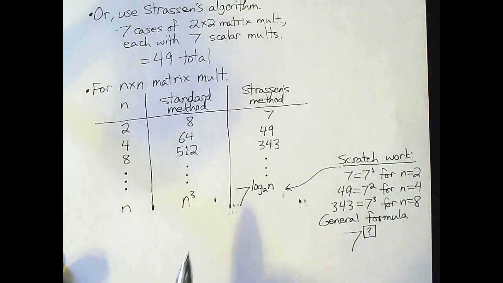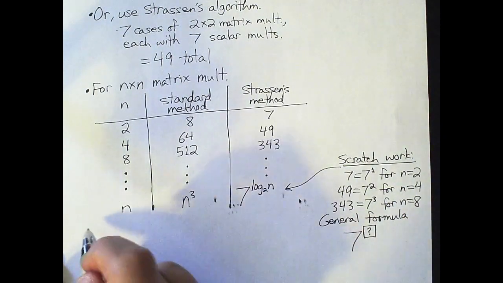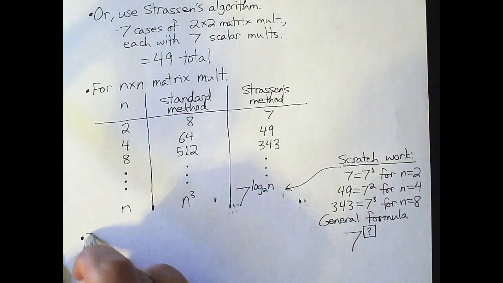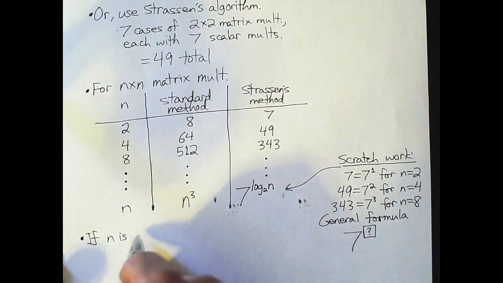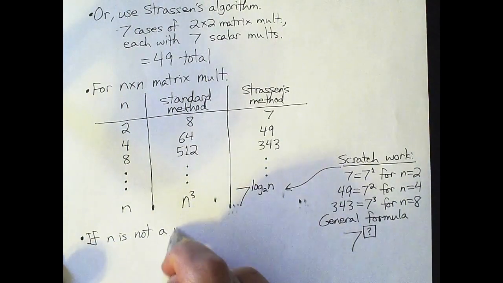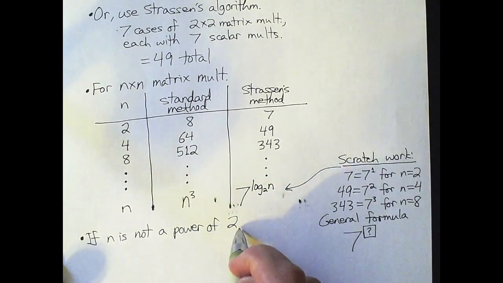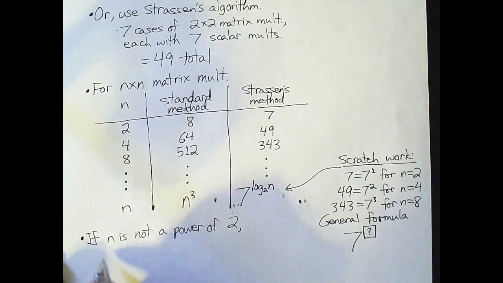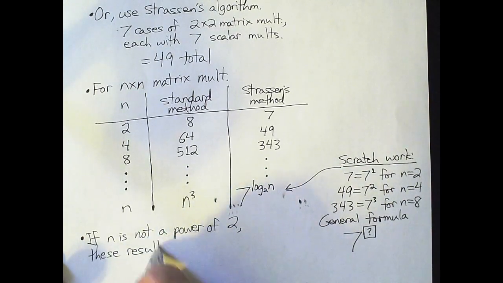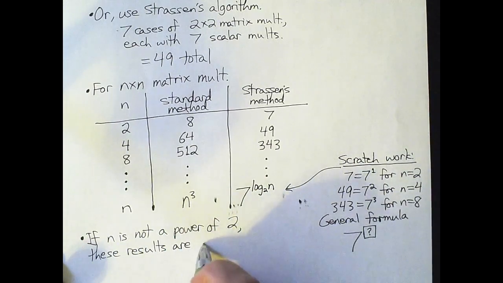Now, you might look at this and say, wait a second. I said this was going to be the general n by n case, but everything that I've shown you is a power of 2. And you might say, well, what if n is not a power of 2? Well, then I'll tell you that these results are approximate.